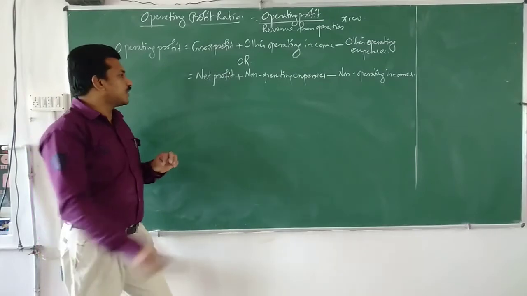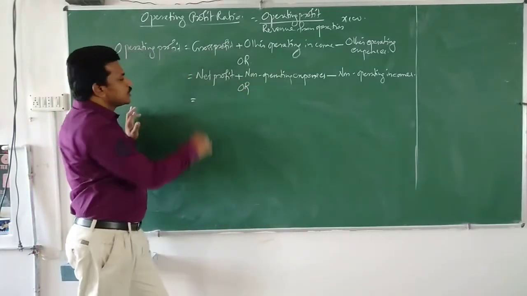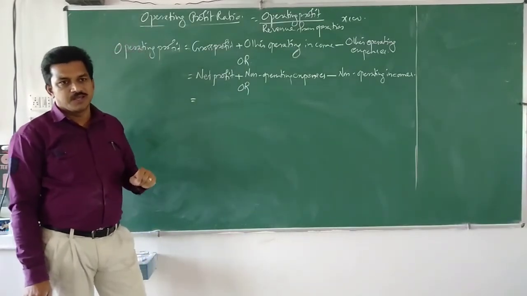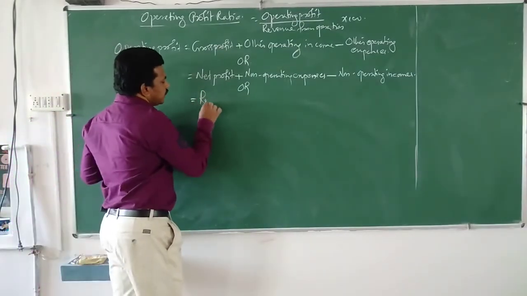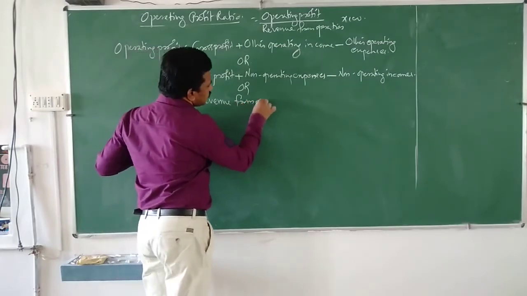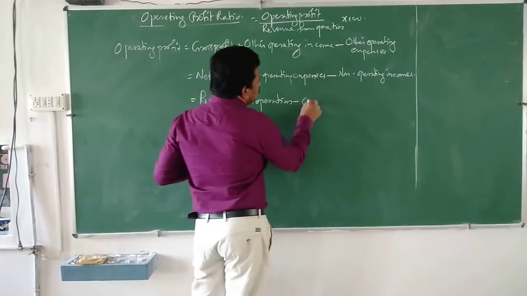Or otherwise, one more method is there. Operating profit is equal to revenue from operation, that means sales, minus operating costs.